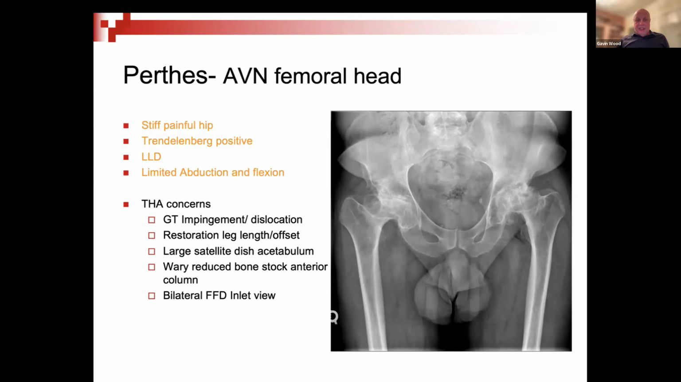And on the acetabular side, it can often lead to a large satellite dish type acetabulum due to the incongruency and failure of the acetabulum to develop in childhood. And when that happens, you have to be aware of potentially reduced bone stock, particularly in the anterior column of the acetabulum. And you can see here too that this is mainly an inlet type view of the pelvis with the hips in AP, which means that they've obviously got some kind of fixed flexion deformity and the pelvis is tilted. And so you have capsular abnormalities that you also have to deal with.